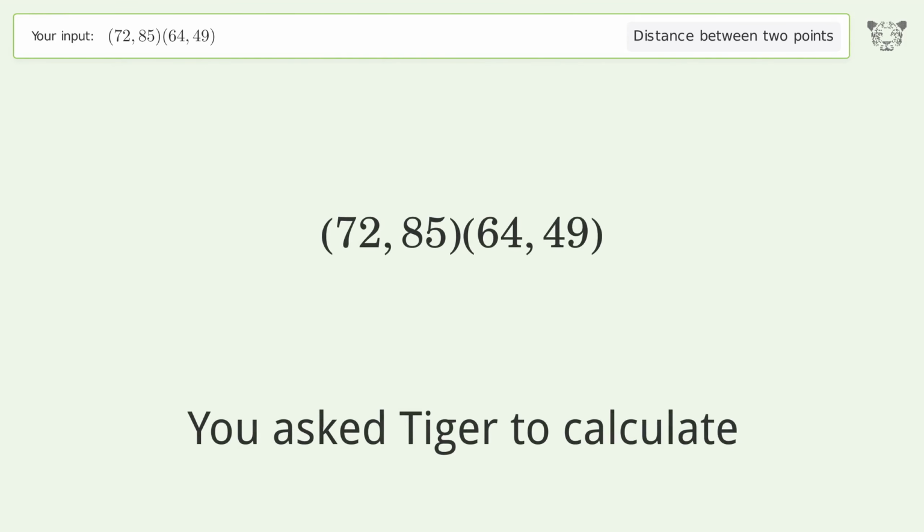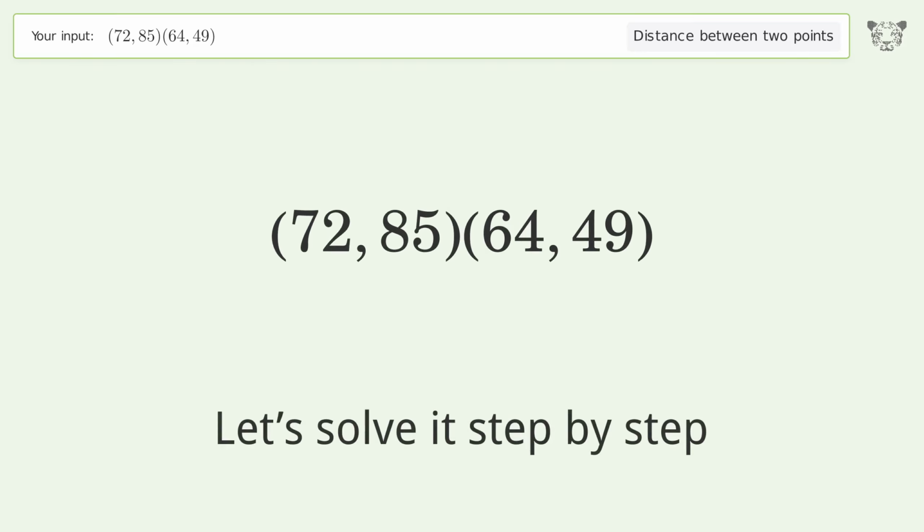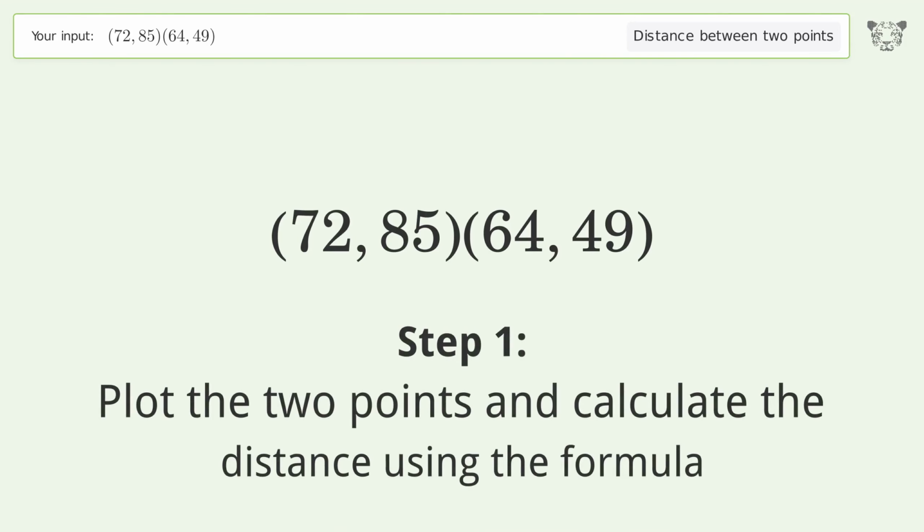You ask Tiger to calculate. This deals with the distance between 2 points. The distance between the 2 points is the square root of 1360, or 36.878. Let's solve it step by step. Plot the 2 points and calculate the distance using the formula.